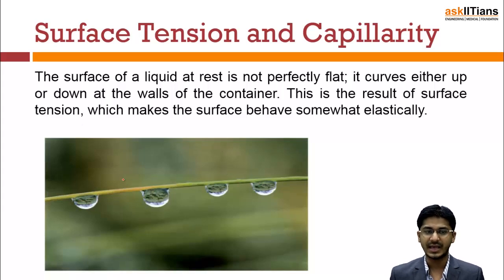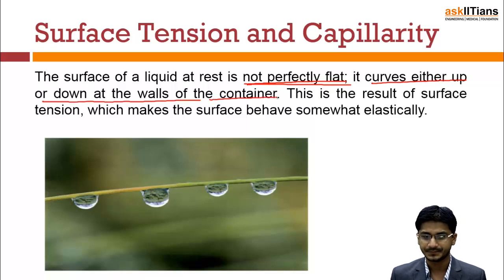Now, why does this happen? The surface of any liquid that you see at rest is not perfectly flat. Although many times it may appear to you that it's generally flat, it's actually not in most cases. Obviously, it can be flat in very few cases that we'll discuss later. It curves either up or down at the walls of the container.